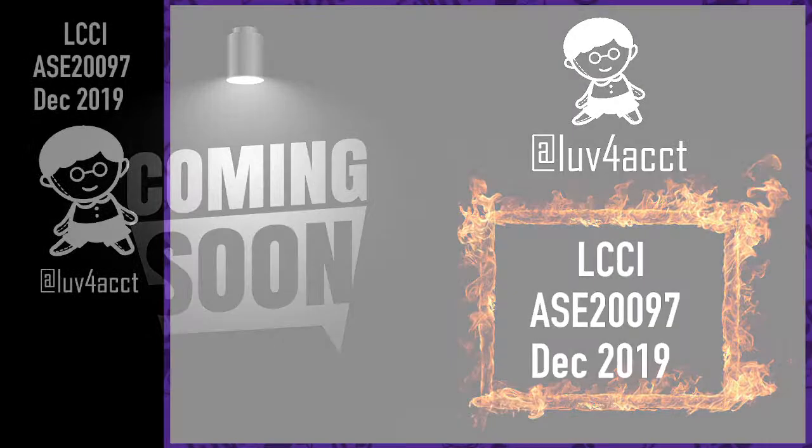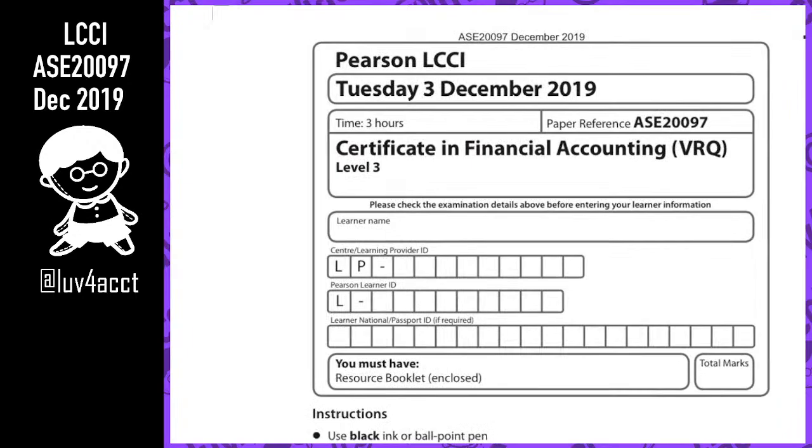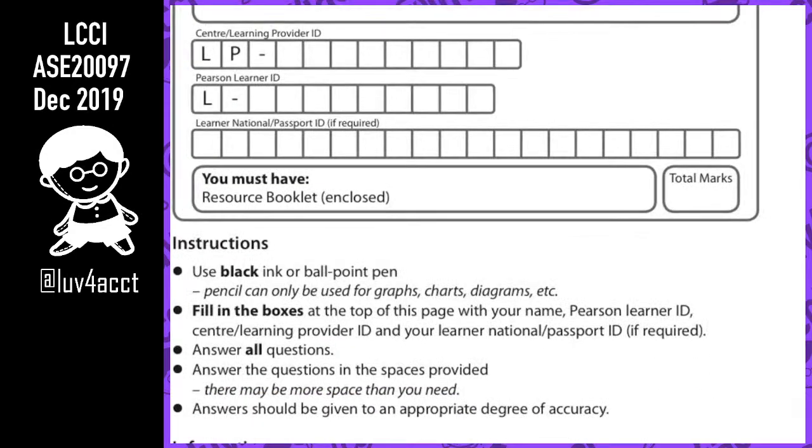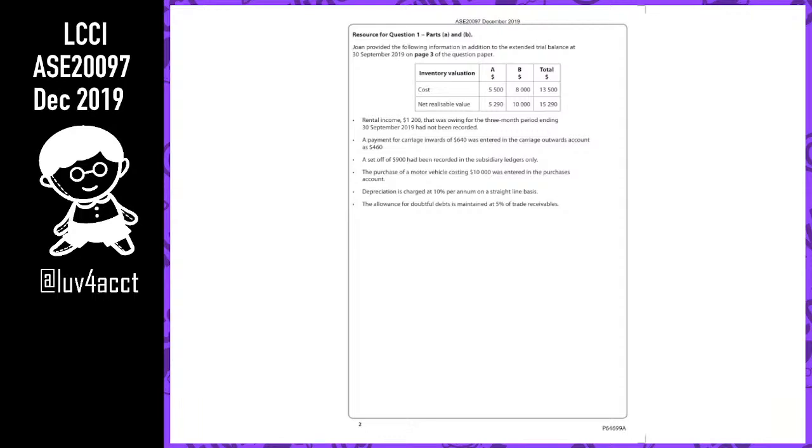Okay, so let's start with today's paper. This is the sixth set of paper that we are dealing with. Level 3 Financial Accounting, December 2019. Again, 100 marks, 5 questions, compulsory. Okay, let us start with the first one.